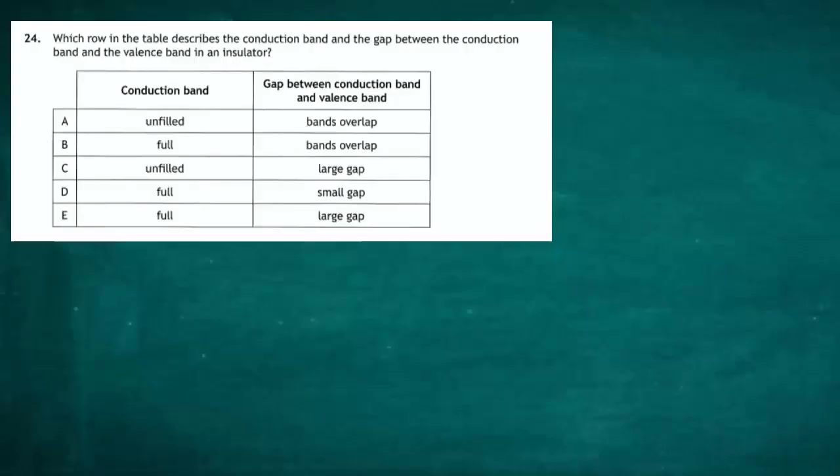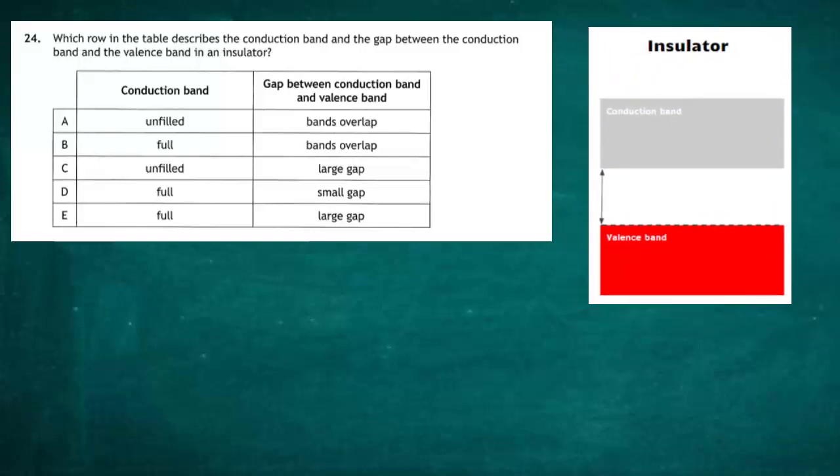Question 24 from Paper 1 of the 2022 Higher Physics exam from the SQA. Which row in the table describes the conduction band and the gap between the conduction band and the valence band in an insulator? Well, let's take a look at the band situation for an insulator. We can see in an insulator the valence band is completely filled up and the conduction band is unfilled, and there's a large gap in between the conduction band and the valence band.